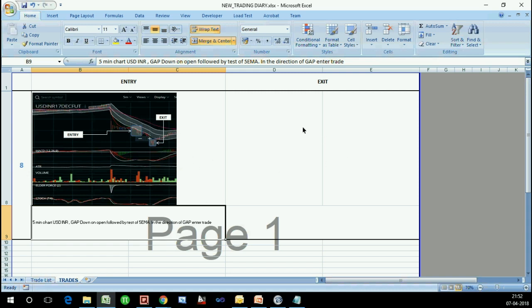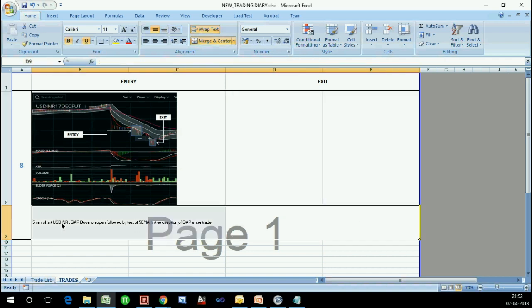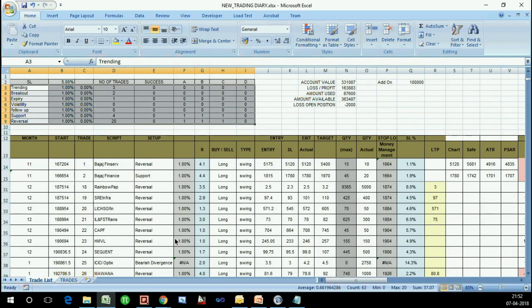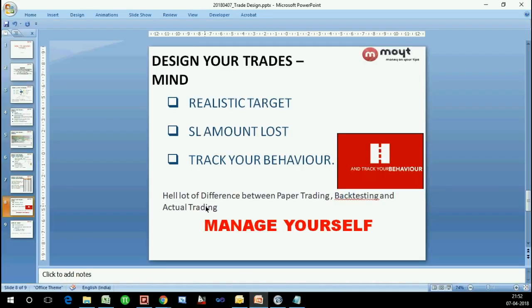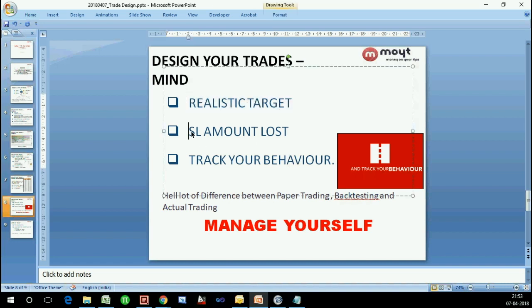So this is how you document entry and exit, and this can be your trading journal for future trades to study. So this is how you prepare this. You should try this once. If you're not able to master it, make it two times, three times, does not matter, but try. Right? So always have a realistic target.